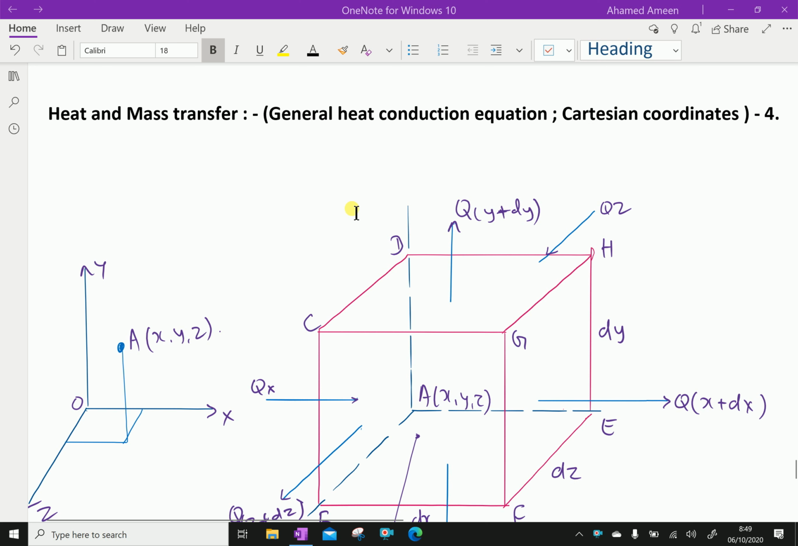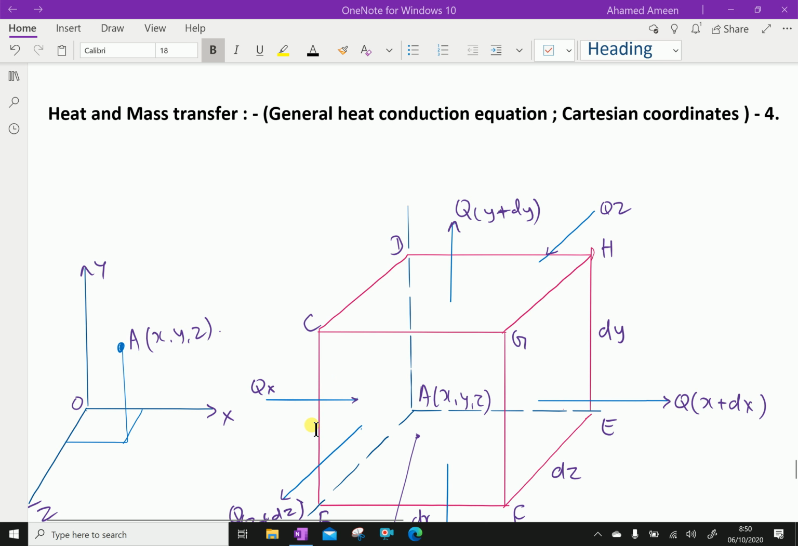Look at this. Consider an infinitesimally small rectangular parallelepiped, that is, a small elemental volume having sides dx, dy and dz in Cartesian coordinates x, y, z.